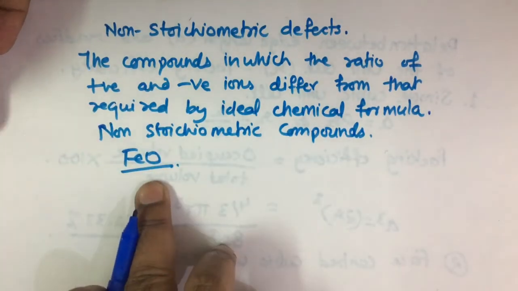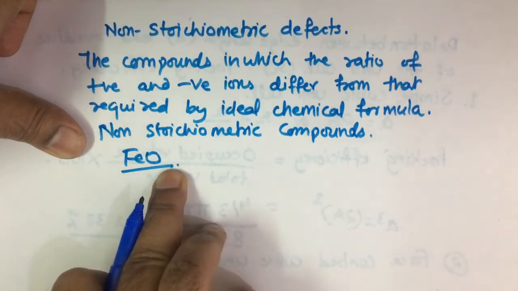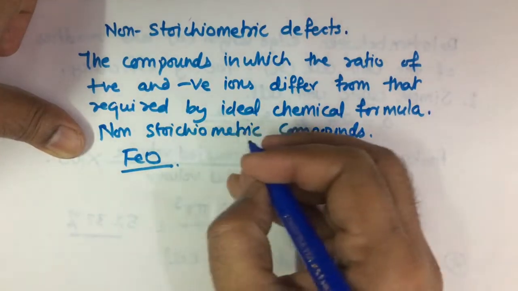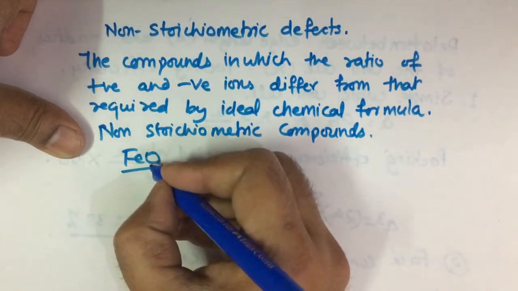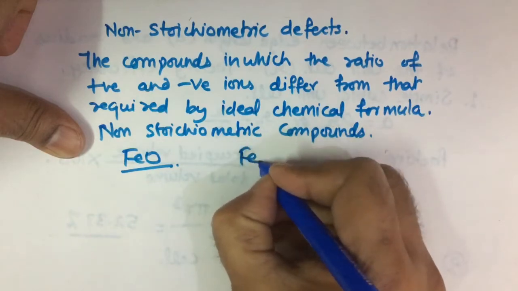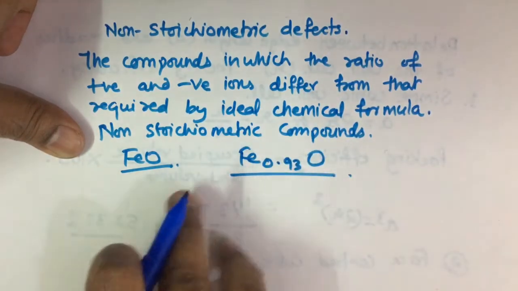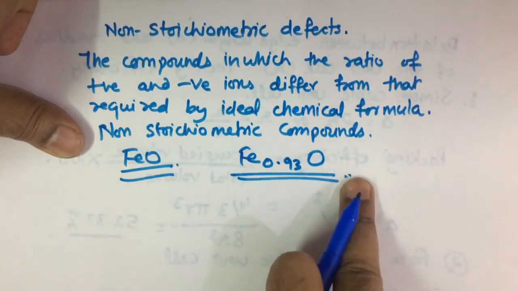It is the ideal chemical formula where iron is having 2 positive charge and oxide ion 2 negative charge. But in actual cases, there are cases where the ratio of cation and anion is Fe 0.930. The ratio differs. So this is the stoichiometric ratio, this is the non-stoichiometric ratio.